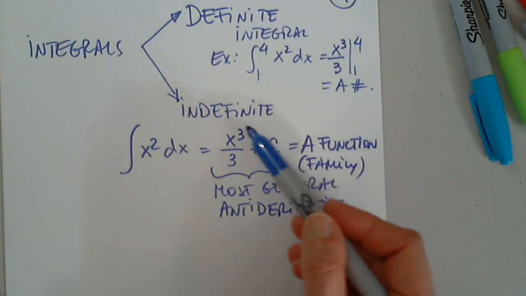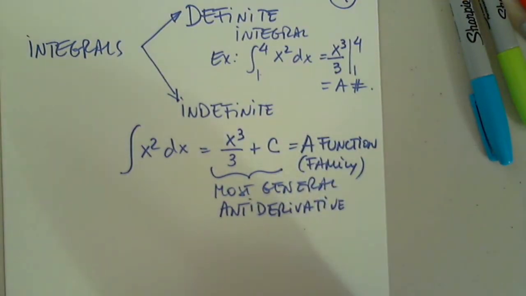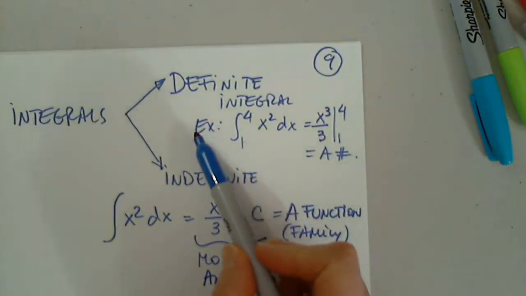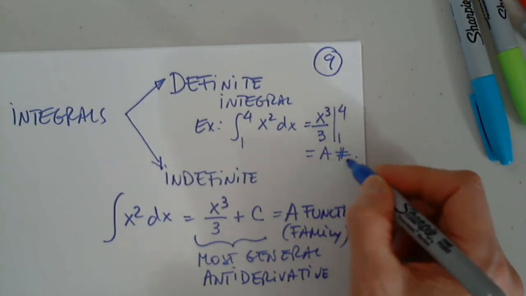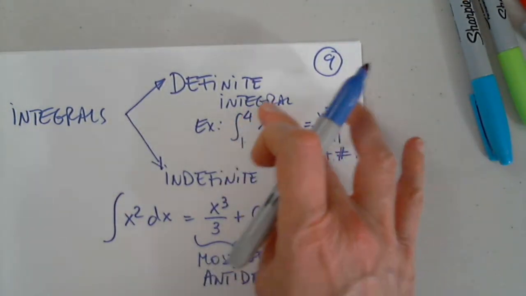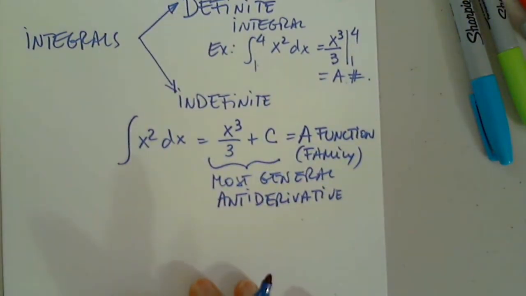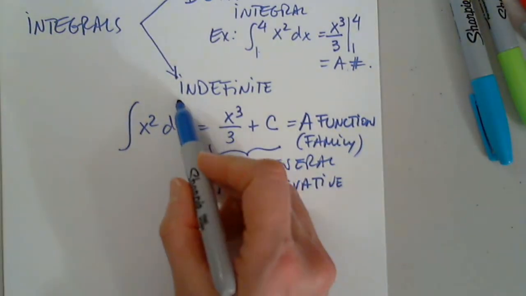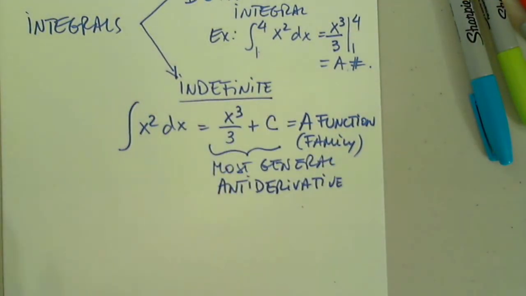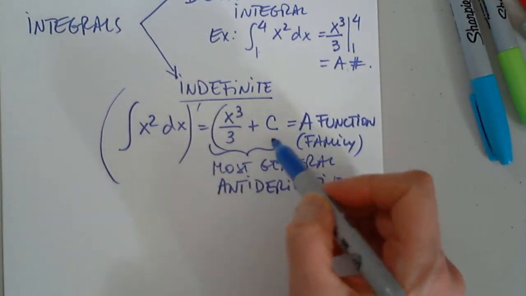Because if c is 1, I have a function. If c is 2, I have another function. If c is negative 100, I have another function. Here, whatever number I get, I cannot check. There is no way of checking other than doing it again to make sure I get the same answer. But here I can check. I can always check the answer for an indefinite integral. How? By differentiating both sides.